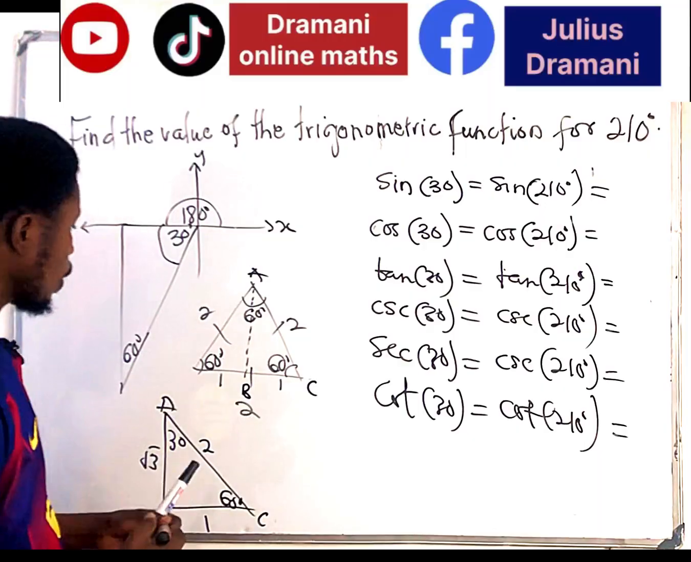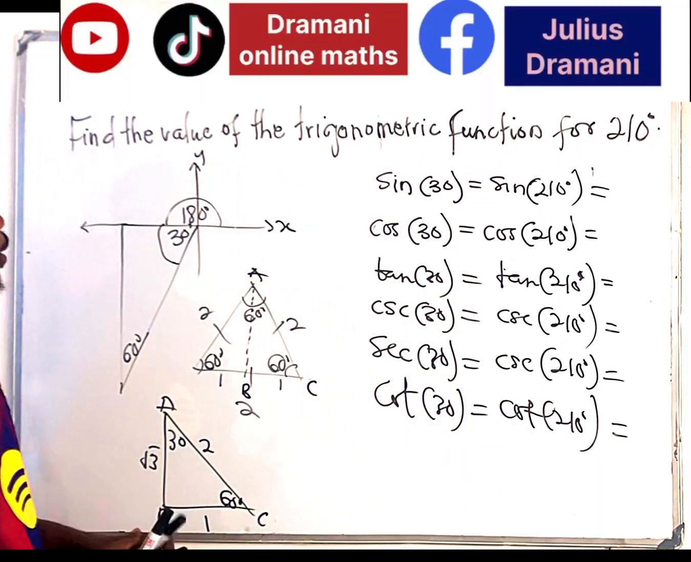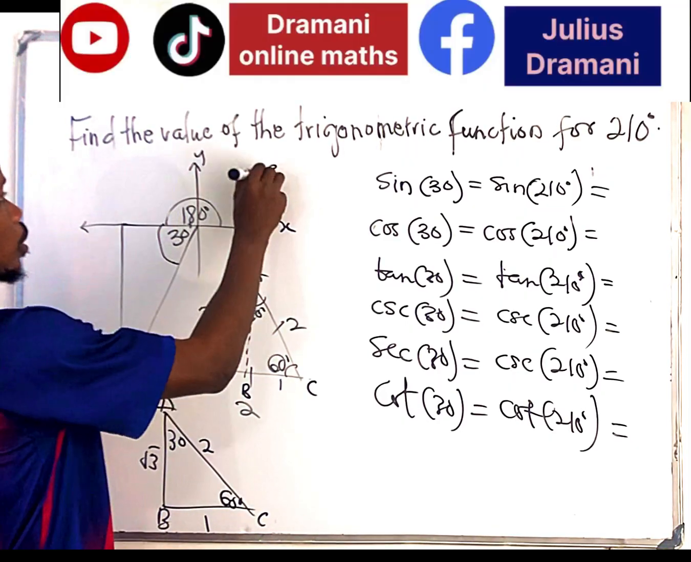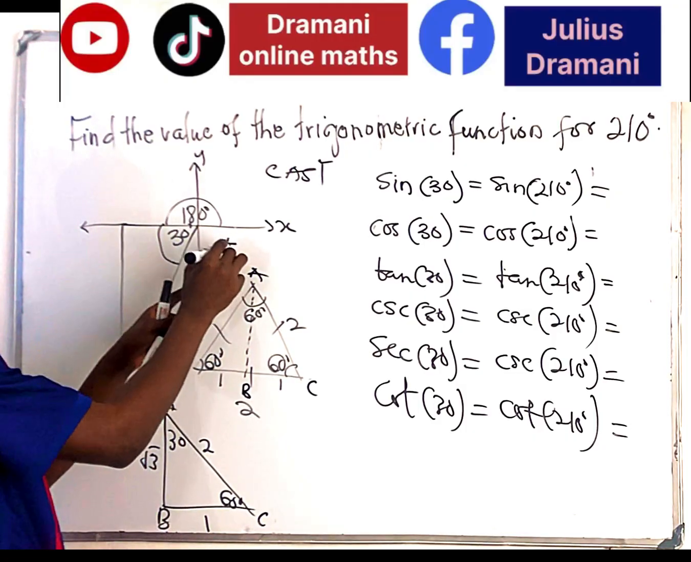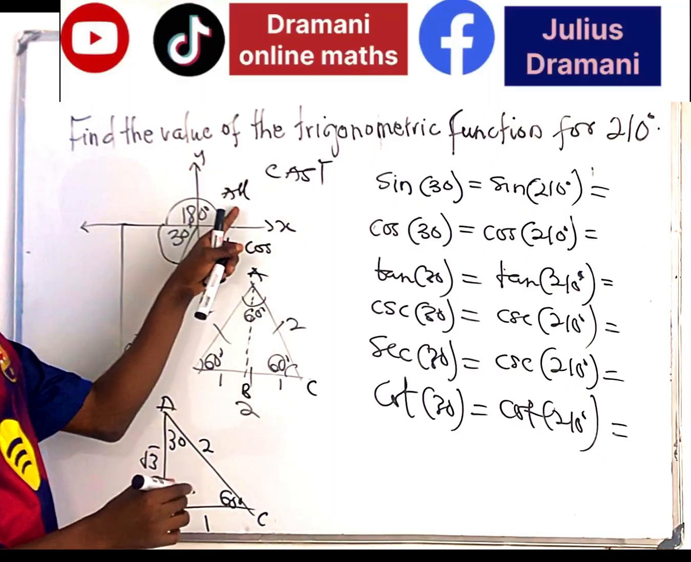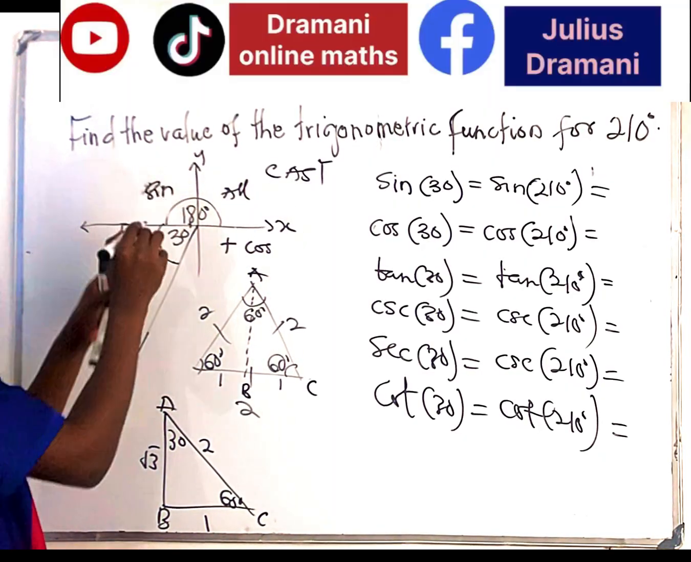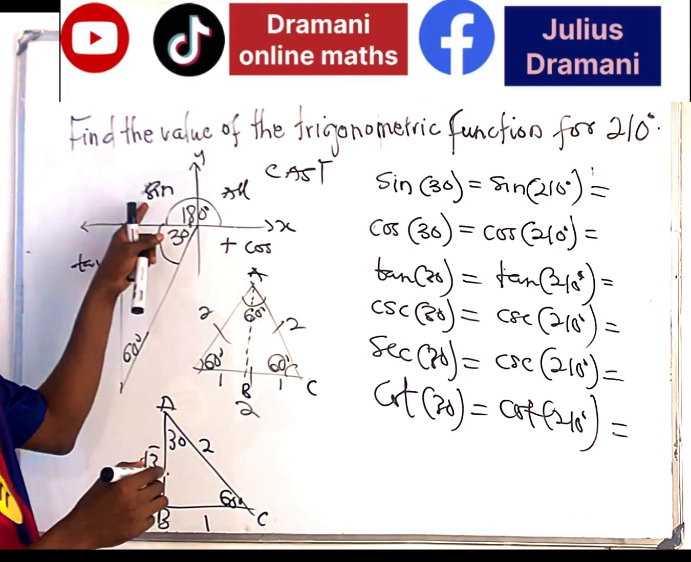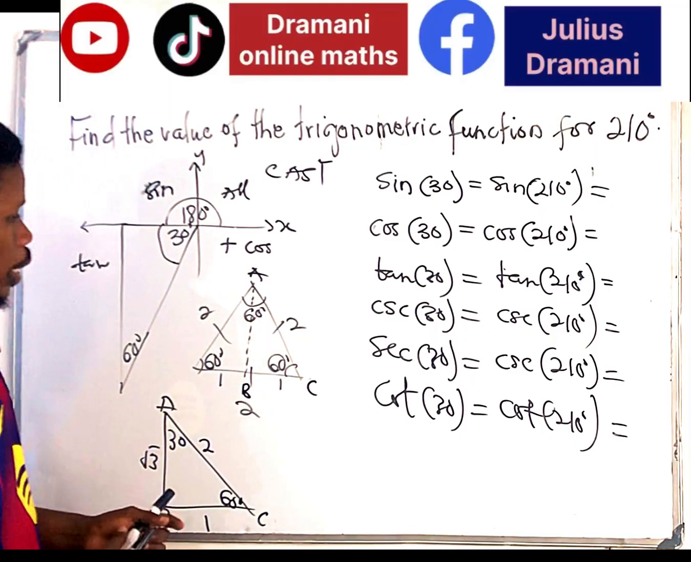Now, before I pick the values from here, I want us to look at this. Remember that I said this in my previous video, this is CAST. Starting from here, only cos is positive here. Here, all the trig ratios are positive. Here, only sine is positive, and here, only tan. And the inverses are positive in the same quadrants that I've just indicated.